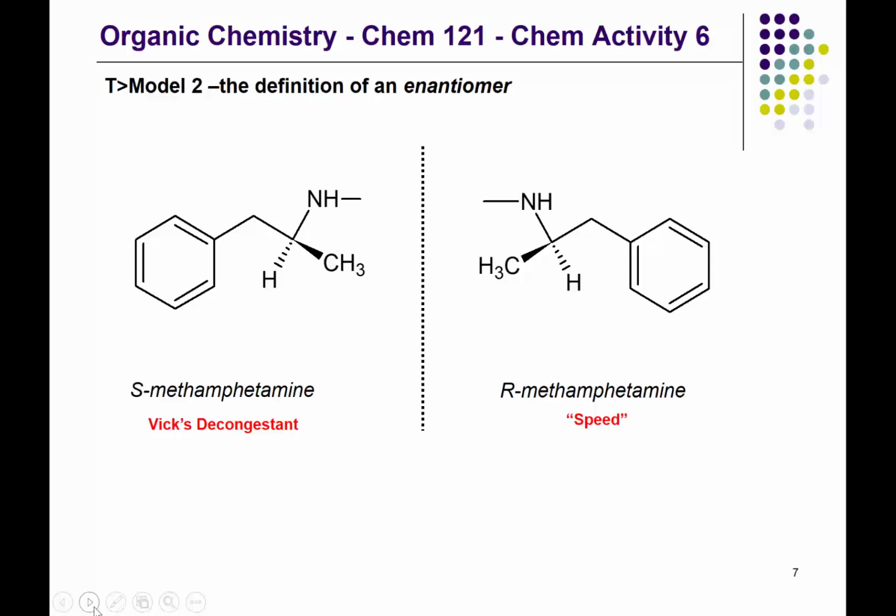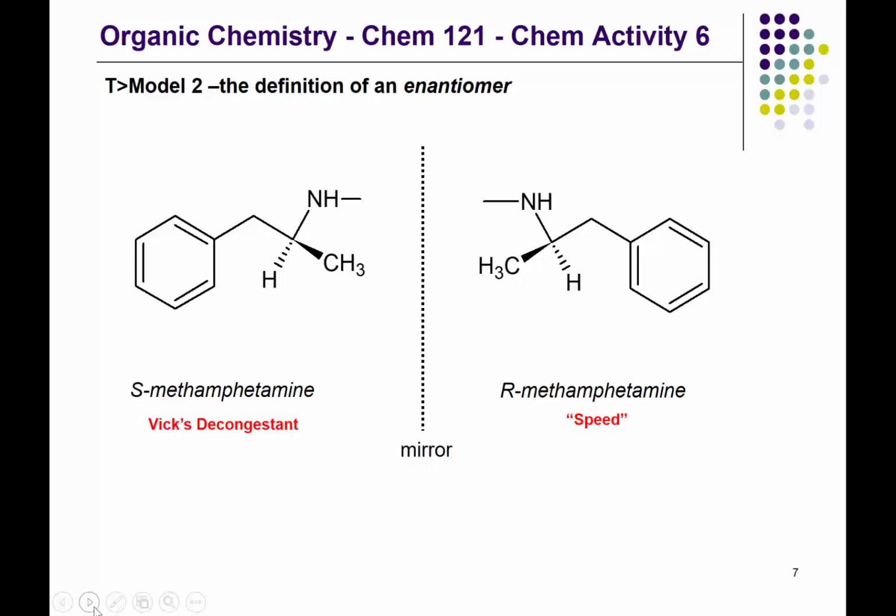Now, if I draw a line here and then indicate mirror, perhaps it's quite clear to you that these are indeed mirror images. They have the same atom connectivity, but they have a different arrangement in space. As it turns out, therefore, they are different molecules, but they are related by the fact that they are mirror images.